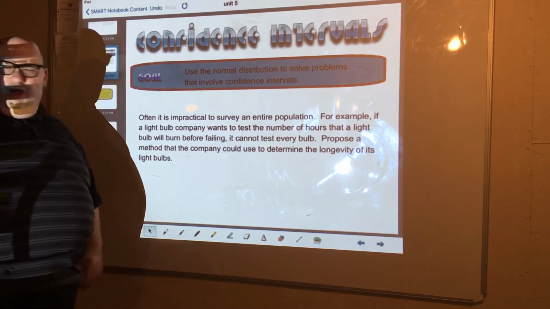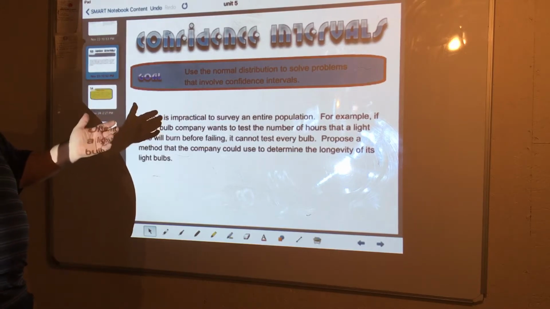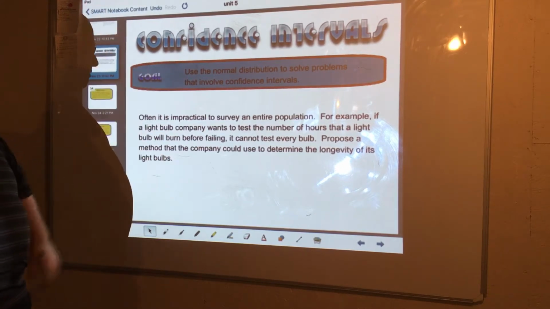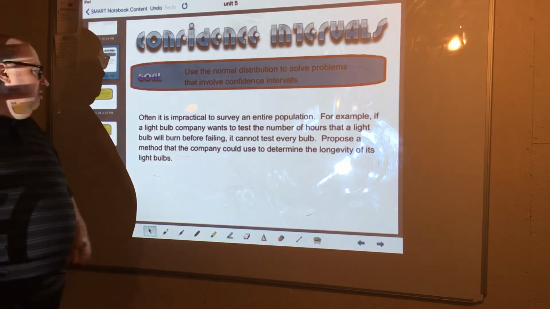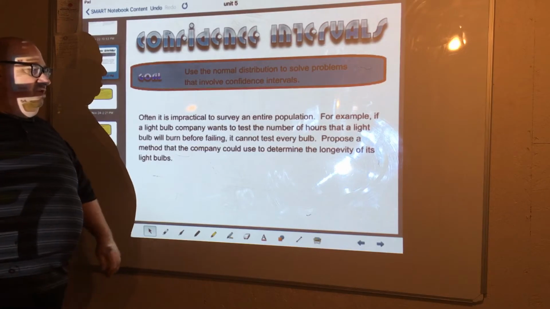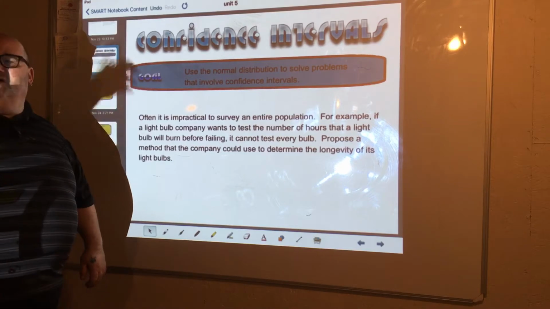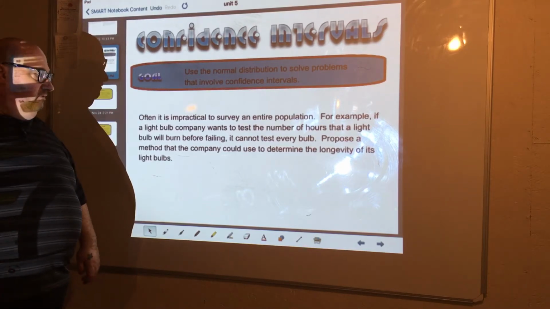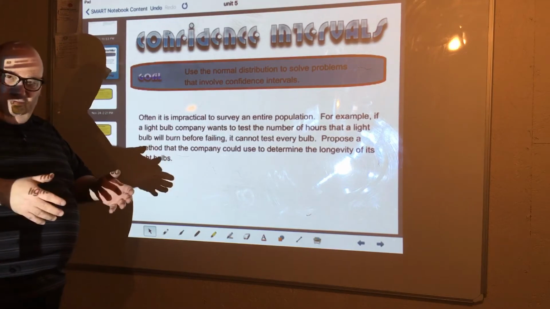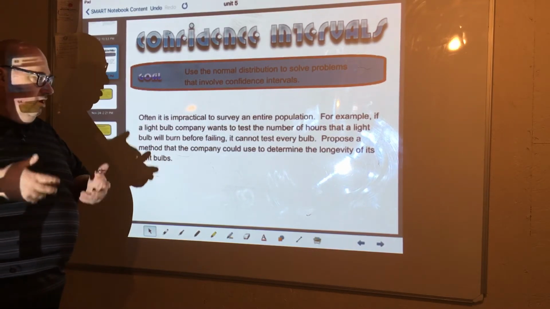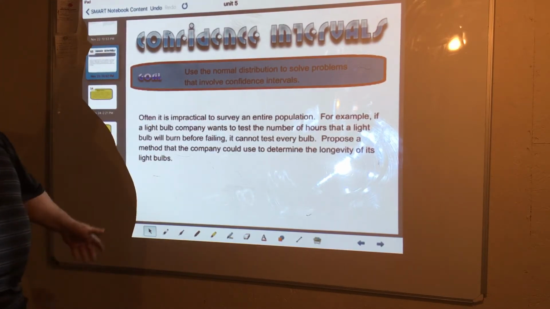So a lot of times it's not practical to survey every single person in a population, right? You can't go around knocking on all the doors. You can't even go in their house right now because everybody's under quarantine. If a light bulb company wanted to test the number of hours that a light bulb will burn before failing, again, it's not going to test every single bulb that it makes. What is it going to do? Well, it's going to take a sample of them, test those bulbs, and figure out the longevity of its light bulbs using confidence intervals.